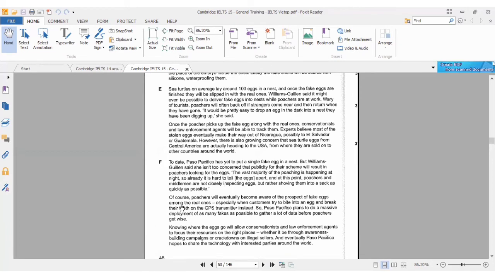To date, Paso Pacifico has yet to put a single fake egg in a nest, but Williams Guilland said she isn't too concerned that publicity for their scheme will result in poachers looking for the eggs.